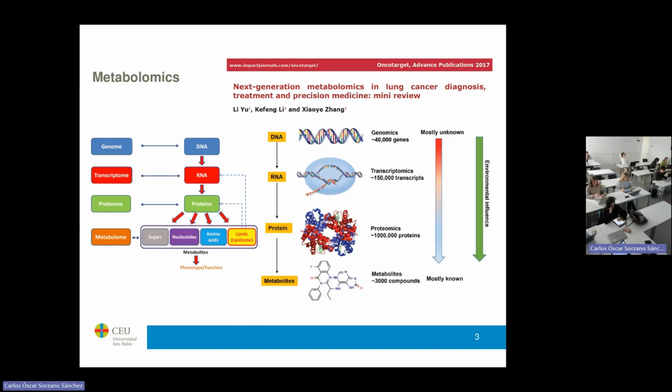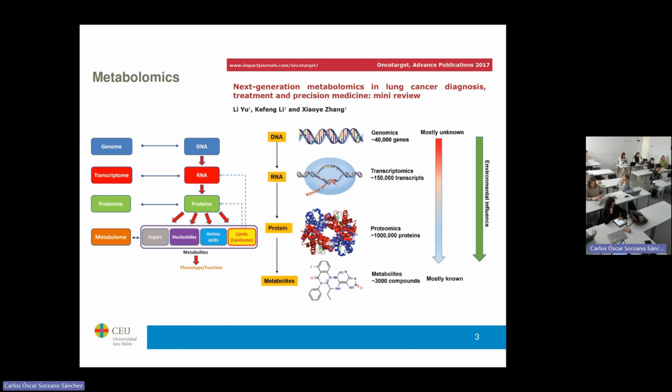So the products of all these biochemical reactions are smaller molecules. We can see sugars, nucleotides, amino acids, lipids. Here you have a graphical representation of that. You have the DNA, DNA is transcribed into RNA, RNA is translated into proteins, and then proteins interact with each other and produce metabolites. And you have an idea of the size of these molecules.